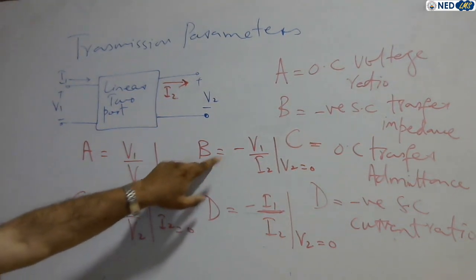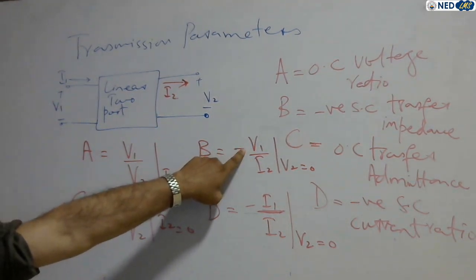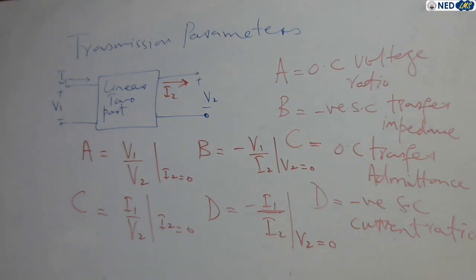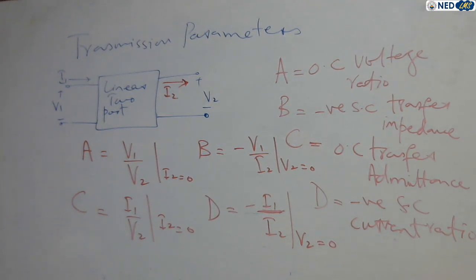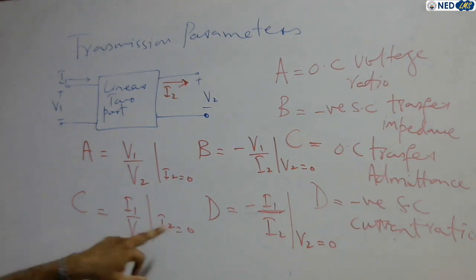Parameter B is a ratio of voltage over current. We know this is impedance, right? And with voltage 0, it is the negative short circuit transfer impedance. B shows you the negative short circuit transfer impedance. What does C show you? C is the ratio of current over voltage, and we know the ratio of current over voltage is admittance, and the current remains 0, so it is the open circuit transfer admittance, right?